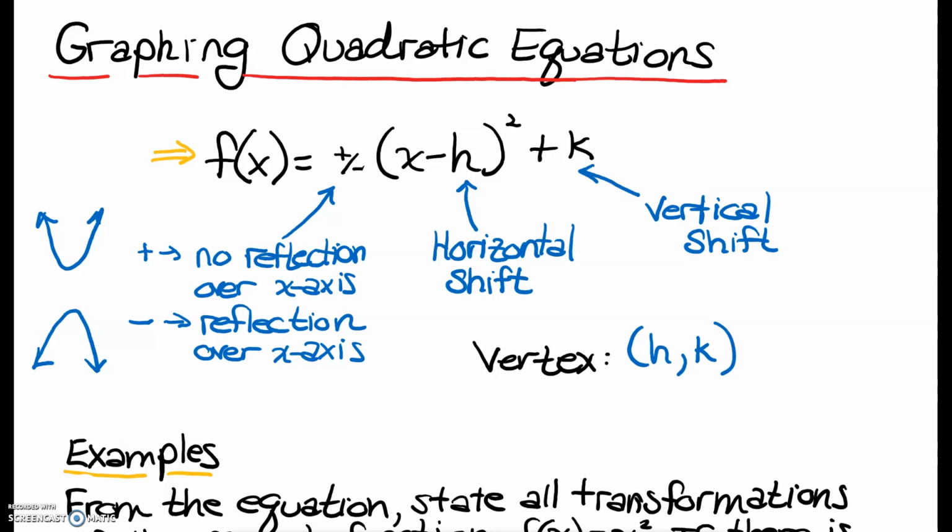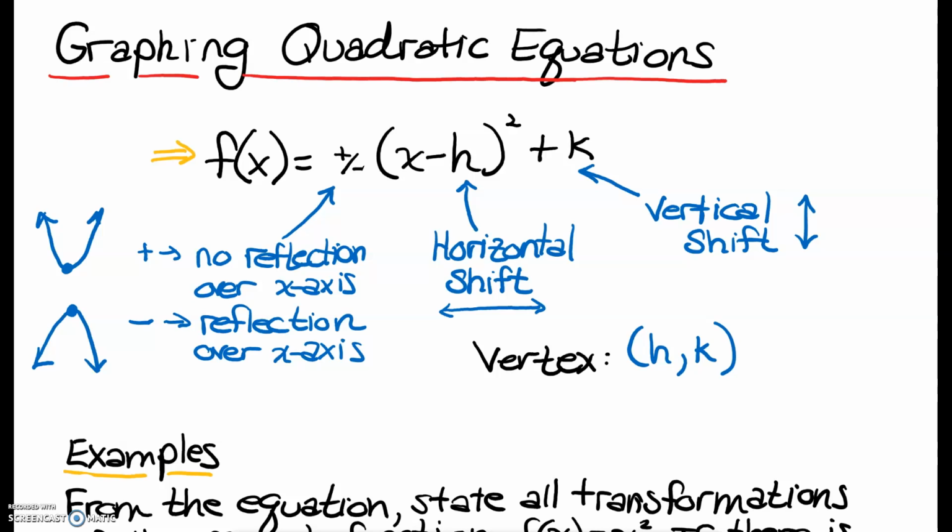All right, so your h value is going to shift your parabola, your parent function, left or right. Your k value is going to shift your parabola's parent function up or down. And then to find the vertex, which is the point of inflection, right? For a downward facing parabola, it's the topmost point. For an upward facing parabola, it's the downmost point. Your vertex is h comma k.